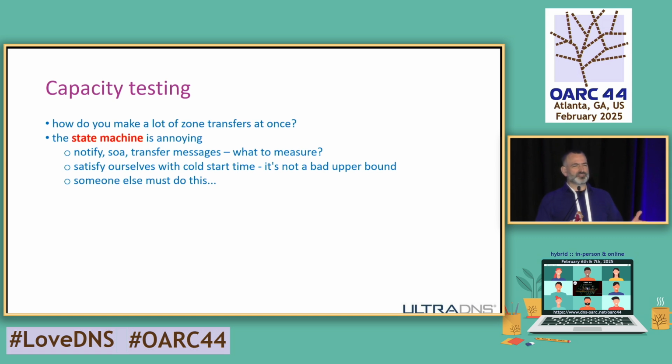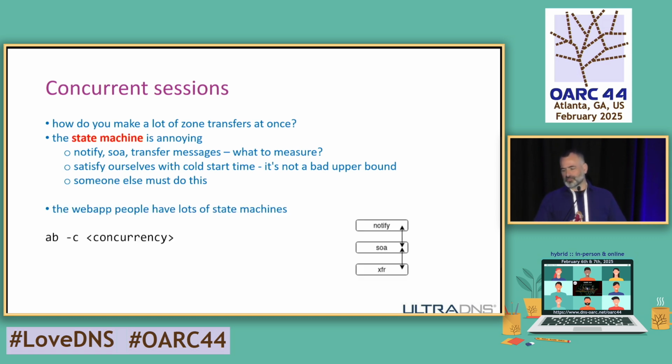So somebody else must do this, right? State machines are not unheard of. Of course they do. The web app people do it. If you have a web app with a bunch of components behind it, maybe you have a queue, maybe you have databases, whatever you have, there's a complicated transaction where somebody has to log in or whatever. The terms that we use for that are more about concurrency. So how many transactions can you have going at the same time rather than QPS, which we normally do in DNS. So maybe this is something we can consider for zone transfers.